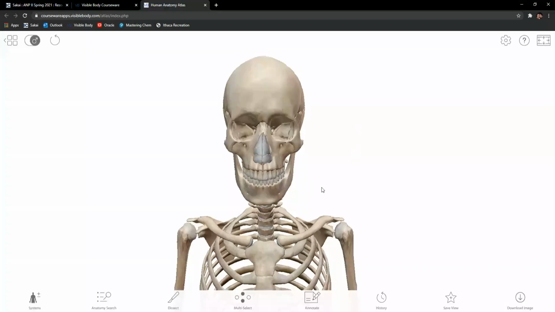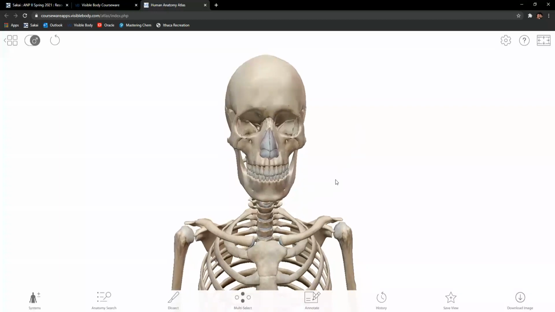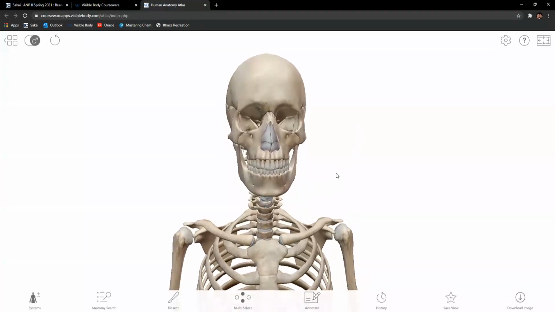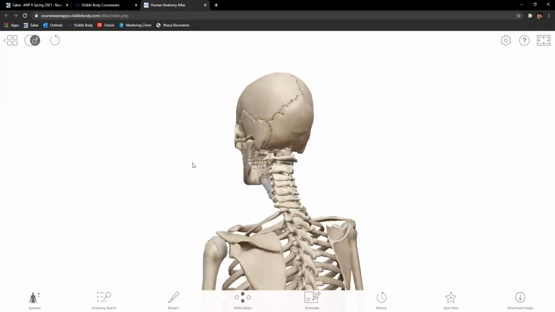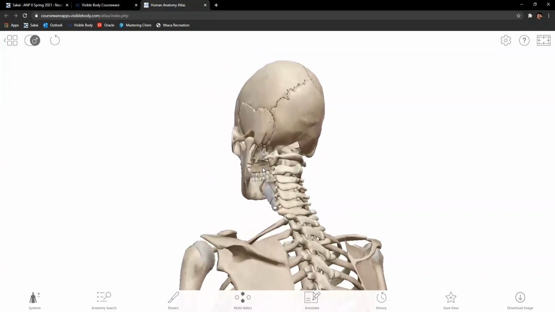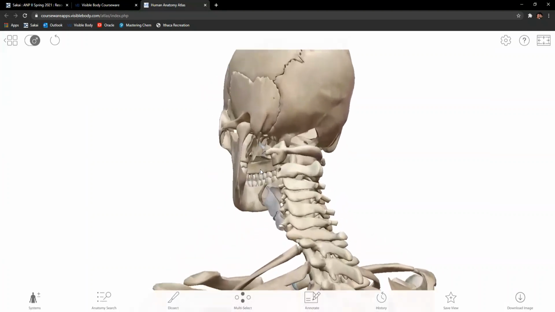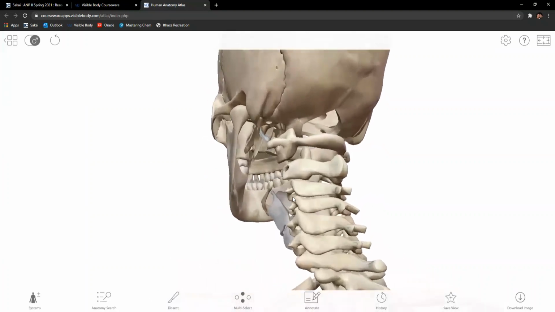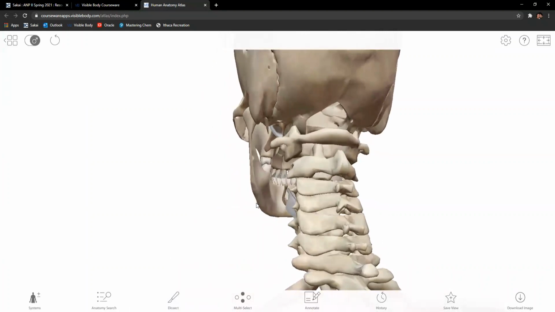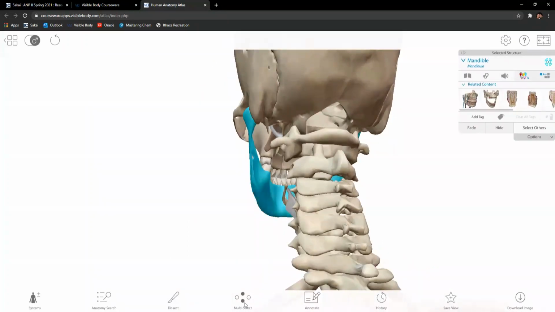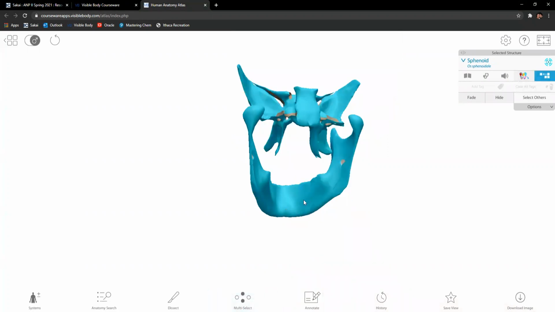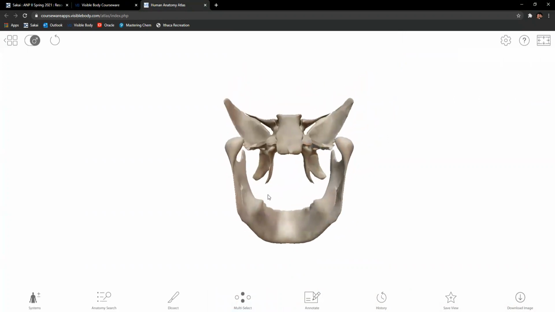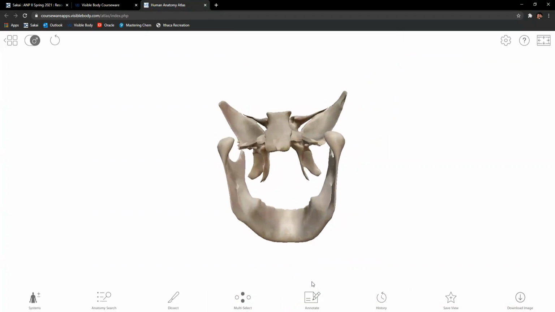Okay, so for these next two, they are going to be a little bit tougher to see. So I'm going to want you to just follow along with me as I find the best angle to look at these. So what we're going to do right now, we're looking at the anterior side of the body. We're going to flip around to a posterior angle, zoom in a little bit here. And then what I'm going to do is isolate 2 bones. So we're going to get more in the back here. We're going to isolate the mandible and the sphenoid. So here we go. We have the mandible and the sphenoid.